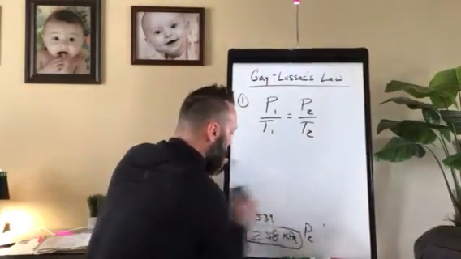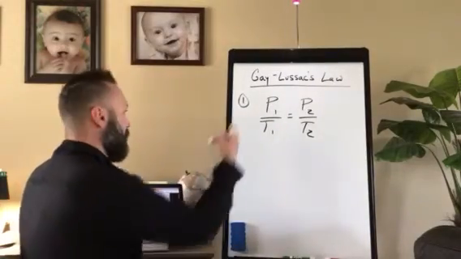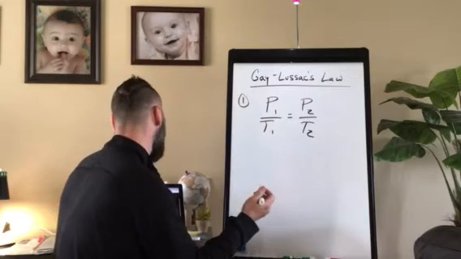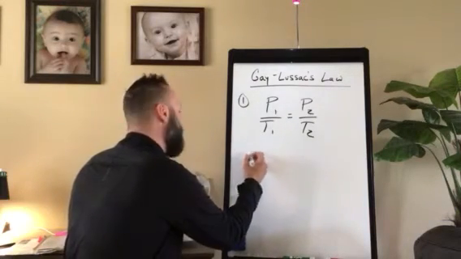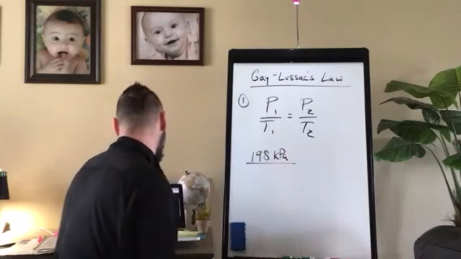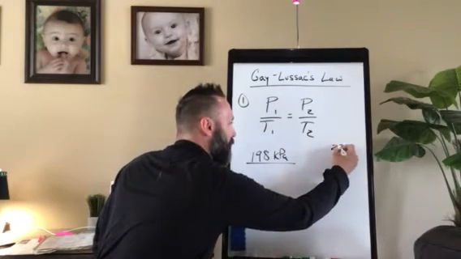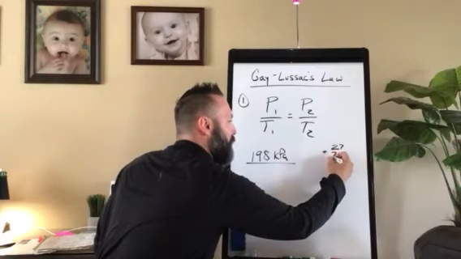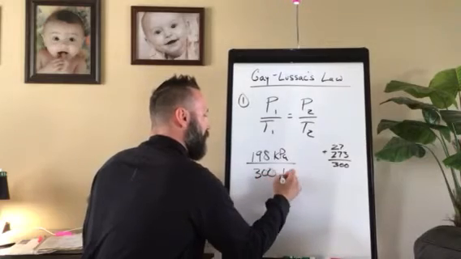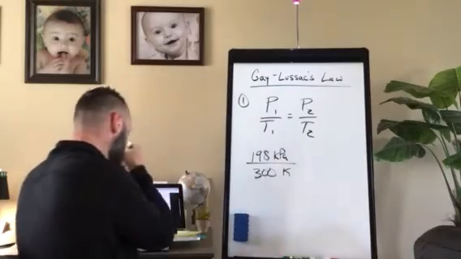For number two, we're going to be solving for a temperature. So we start with P1 over T1 equals P2 over T2. In this one, the pressure in a car tire is 198 kPa at 27 degrees Celsius. So a reminder, we need to put that in Kelvin. We're going to take that 27 plus 273. That gives us 300 Kelvin when it's at 27 degrees.